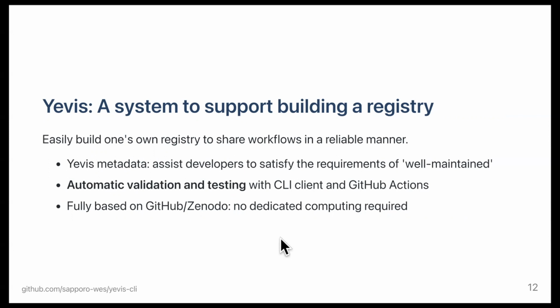This system, called Yevis, has unique characteristics. We define the Yevis metadata specification, which assists developers to satisfy the requirements of FAIR workflows. The system performs automatic validation and testing of workflows through our CLI client and GitHub Actions. The system is fully based on GitHub and Zenodo, which requires users no dedicated computing resources.